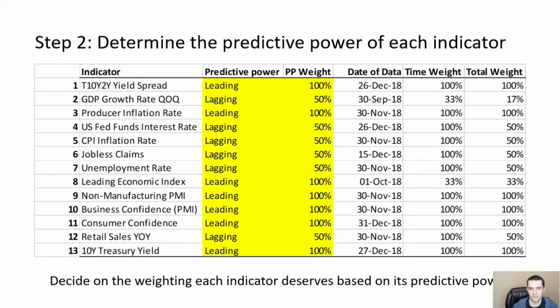So I think leading indicators deserve 100% weighting, and lagging indicators deserve a 50% weighting. So leading indicators are twice as valuable in my mind as lagging indicators. So as you can see here, that's what I've done here with the predictive power weighting. So that's the next step in the 12-step process.